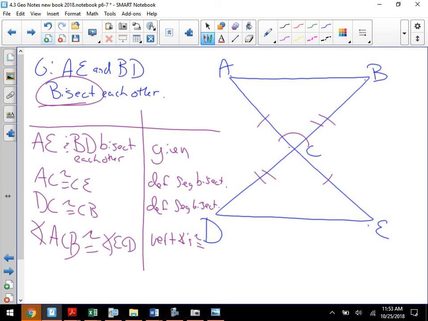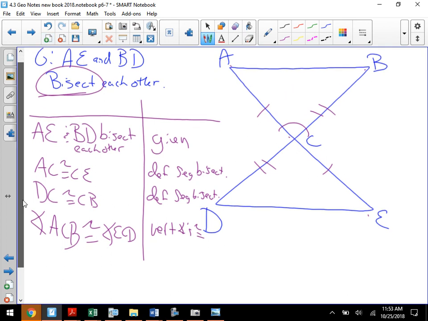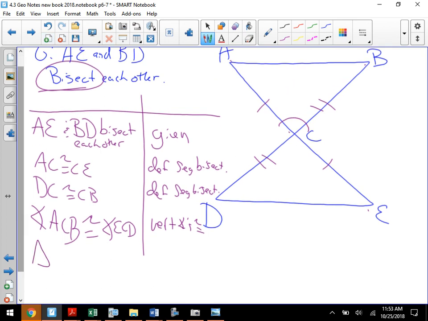Which therefore means you are basically done, because what do you have in front of you? You have triangles. If I say triangle ACB, it has to be congruent to triangle ECD because of side angle side. Okay.